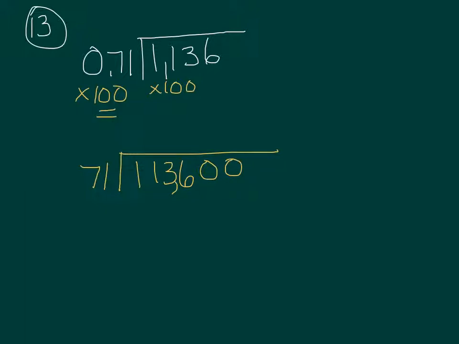Again, we'll go ahead and we'll give it some shortcut love. We'll start by thinking, well, I don't know my 71s, but because I know my 7s, I do know my 70s. And I can't get any groups of 70 out of 1 or 11, but I can out of 113. So my first digit is going to be here above this 3 in the thousands place.